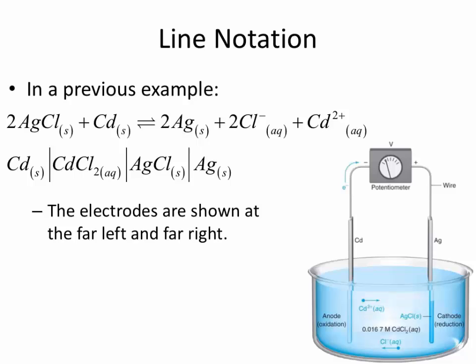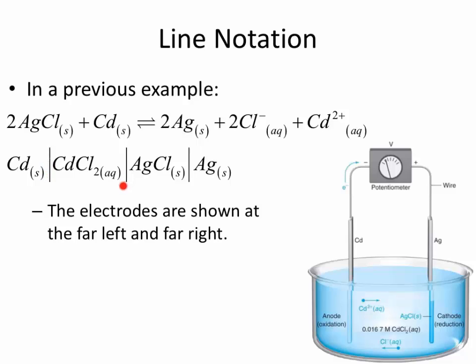So let's look at an example of this notation. We had, in our previous example, our silver chloride reacting with our cadmium to form metallic silver and chloride and cadmium 2+ ions. Again, our anode was the cadmium electrode here. The electrons come out and pass over here to our silver cathode. Now, in our shorthand notation, we write it like this. We have our cadmium solid, and that was then separated. There's this phase boundary, remember, because this is a solid phase, and our cadmium chloride here is in the aqueous phase, so we need that phase boundary.